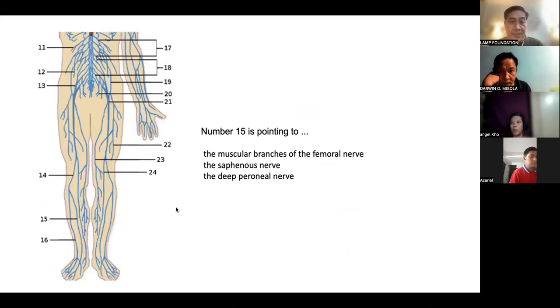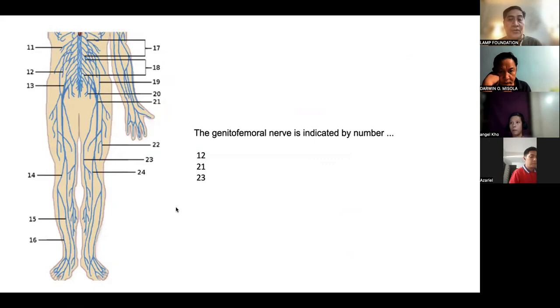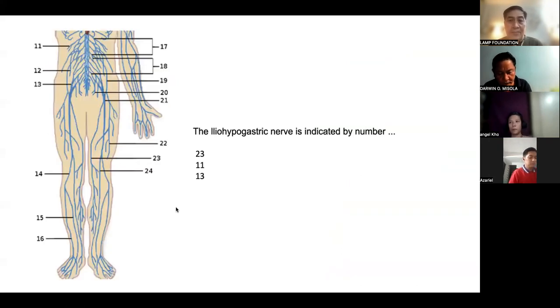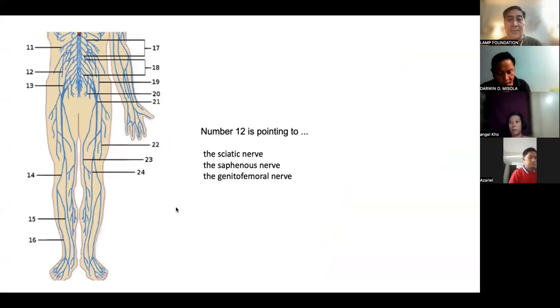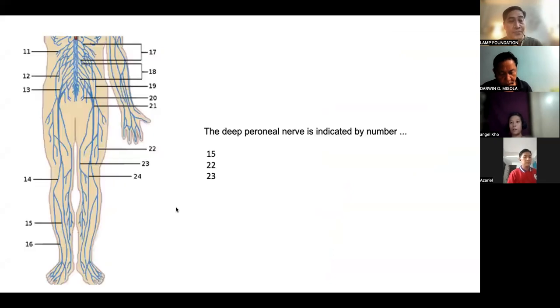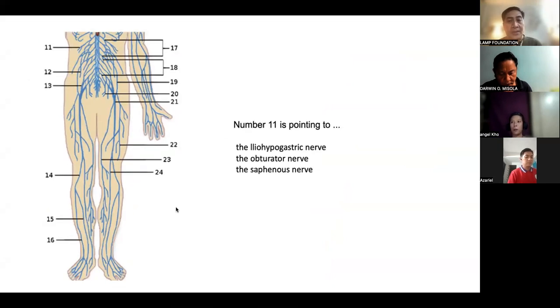Number 15 is pointing to... The deep peroneal nerve. The genitofemoral nerve is indicated by number... Number 12 po. The subcostal nerve is indicated by number... Number 10 po. The iliohypogastric nerve is indicated by number... Number 11 po. Number 12 is pointing to... Genitofemoral nerve po. Number 9 is pointing to... The intercostal nerves. The deep peroneal nerve is indicated by number... Number 15 po.